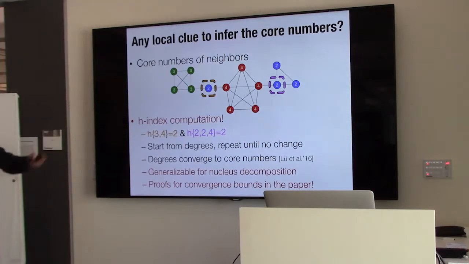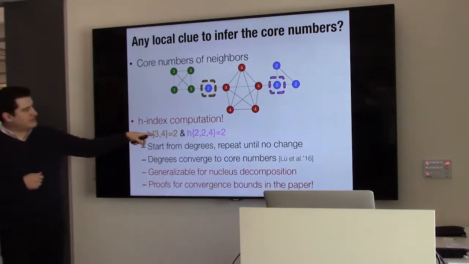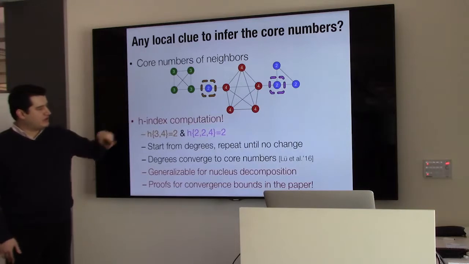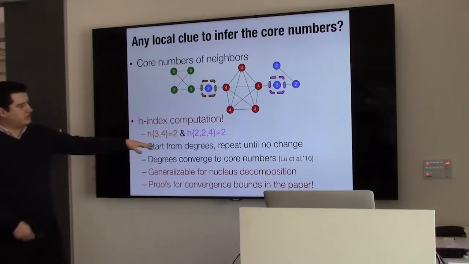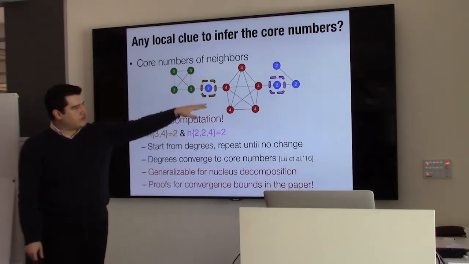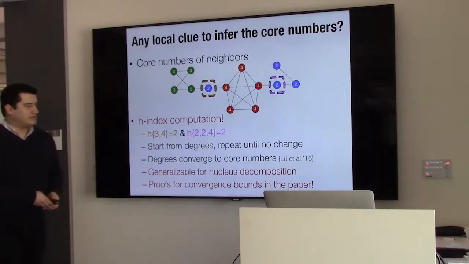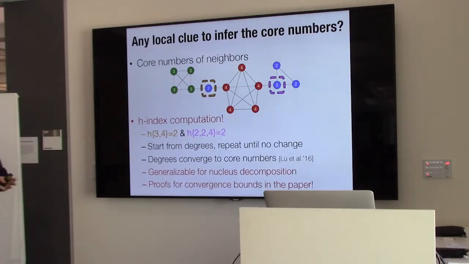So in this case, if you go and check the H-index of the neighbor core numbers, you find the core number of your own vertex. So in this case, it's 3, 4, 4, 2. In this case, 2, 2, 4 gives you the core number of 2. So for those who don't, sorry.